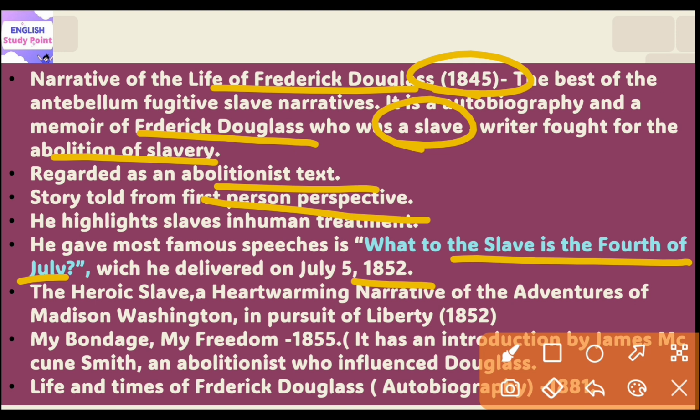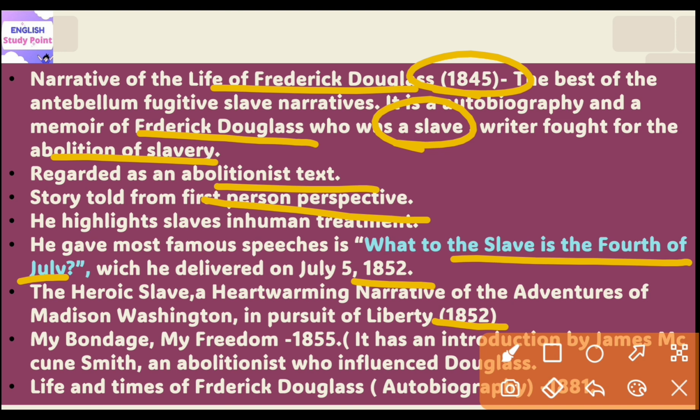Then is the work titled The Heroic Slave, a heartwarming narrative of the adventure of Madison Washington in pursuit of liberty, which was published in the year 1852. This is the first work of long fiction in African American literature, serialized in a newspaper called North Star. This work is based on an actual slave mutiny.